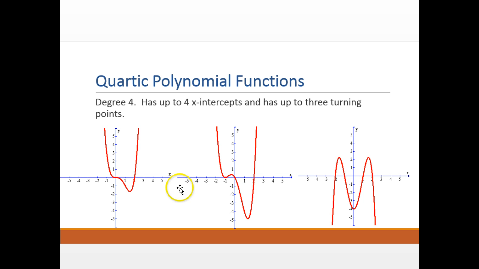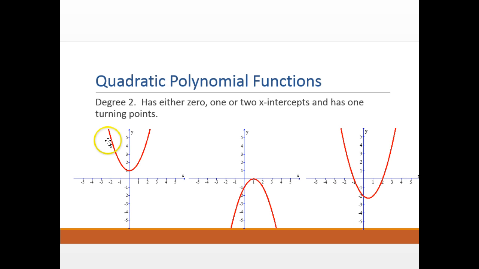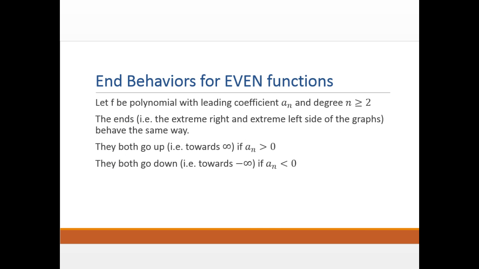Let's look at degree 4. This is an even function. Both of these are going up, both of these are going up, both of these are going down. Similarly with degree 2, both up, both down, both up. So with even functions, they're either both up or both down, and the way we can determine whether they're both up or both down is to look at the leading coefficient, the a sub n. If the leading coefficient's positive, they're both up. If it's negative, they're both down.